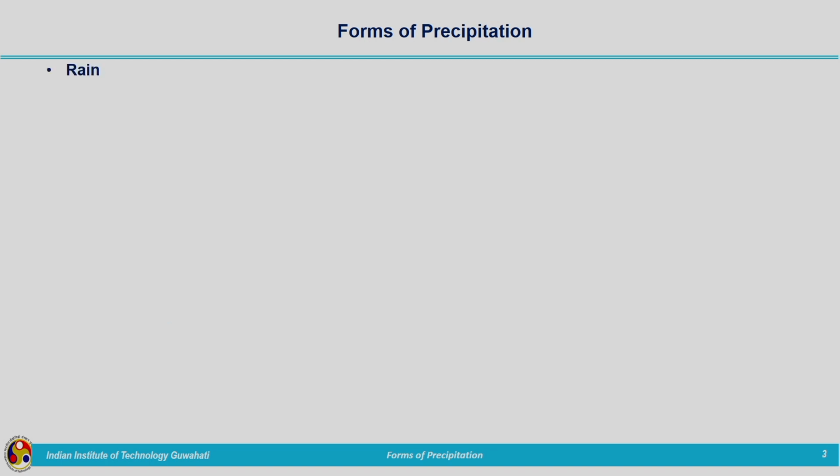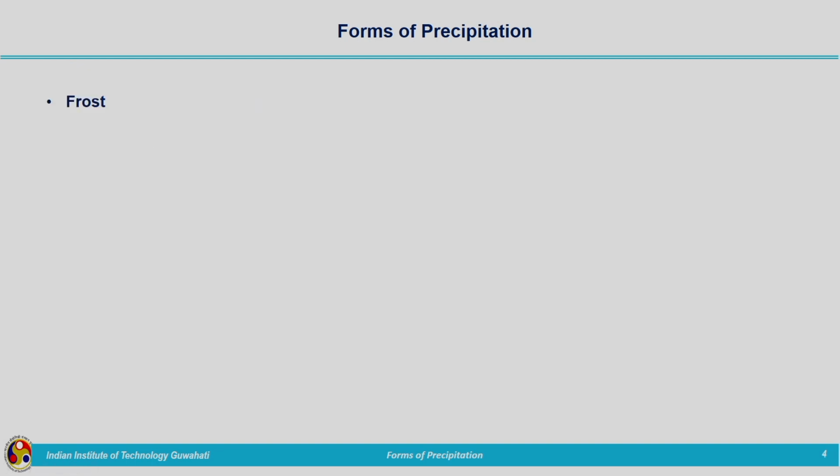Now the second type is rain. Rainfall we know, we are experiencing that. In this case the drops are in liquid form. So water drops will have a diameter of around 0.5 mm to 6 mm, where 6 mm is the upper limit. Up to 0.5 mm, we classify it as drizzle. If the size is between 0.5 mm and 6 mm, we classify it as rain.